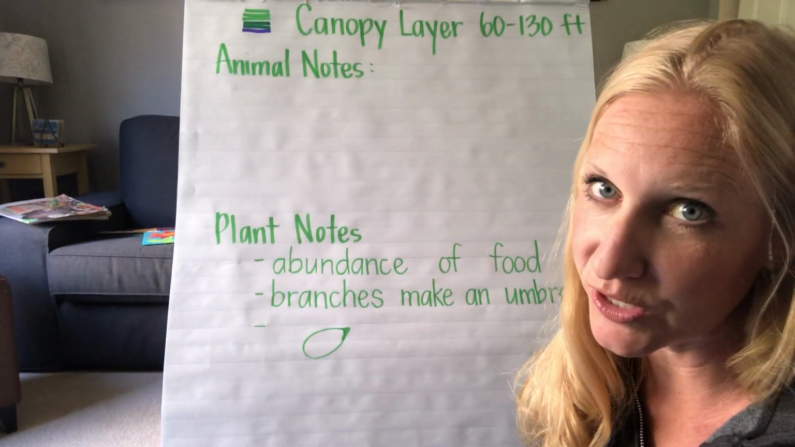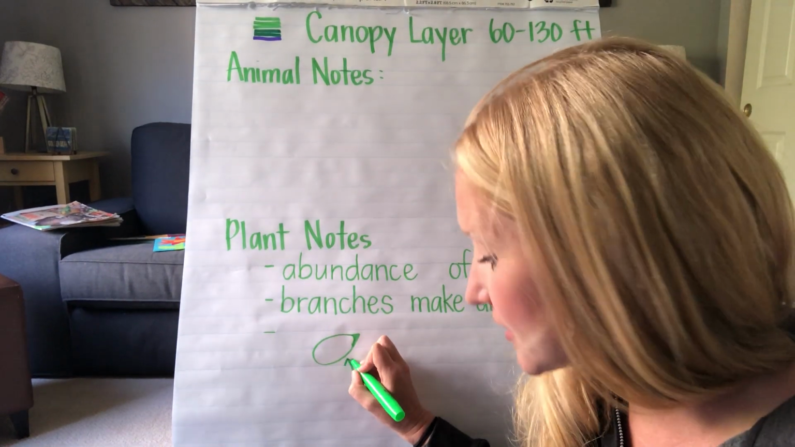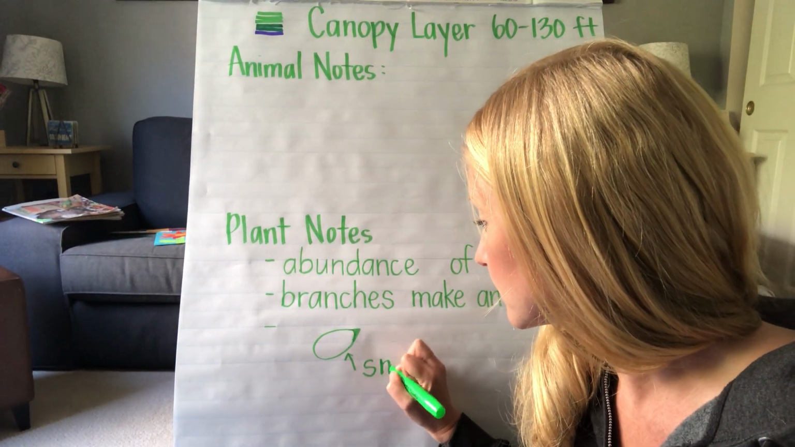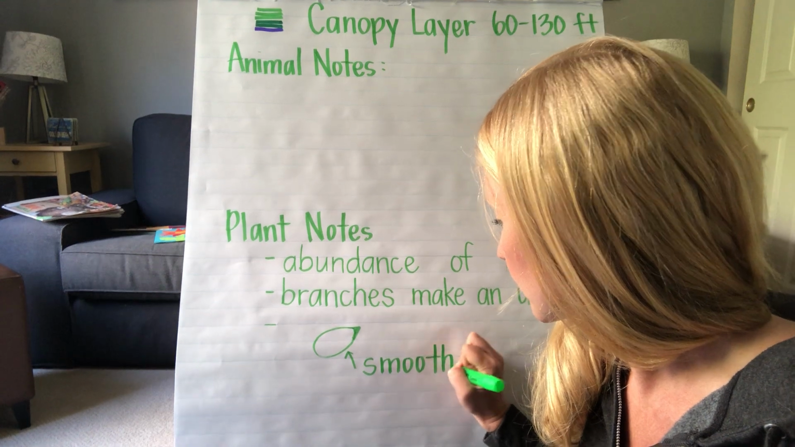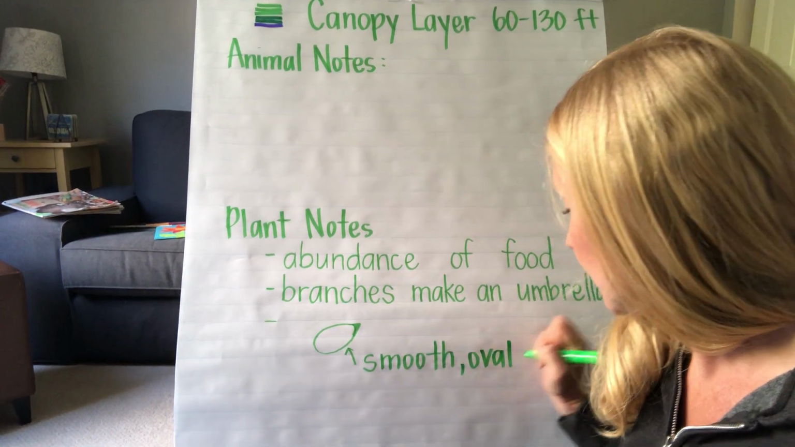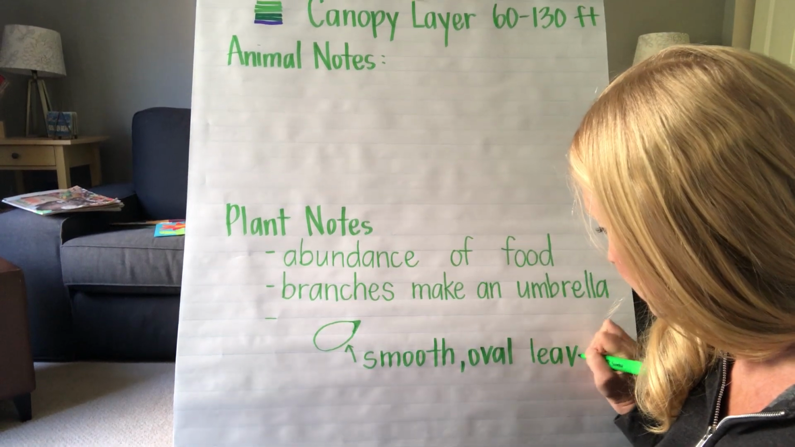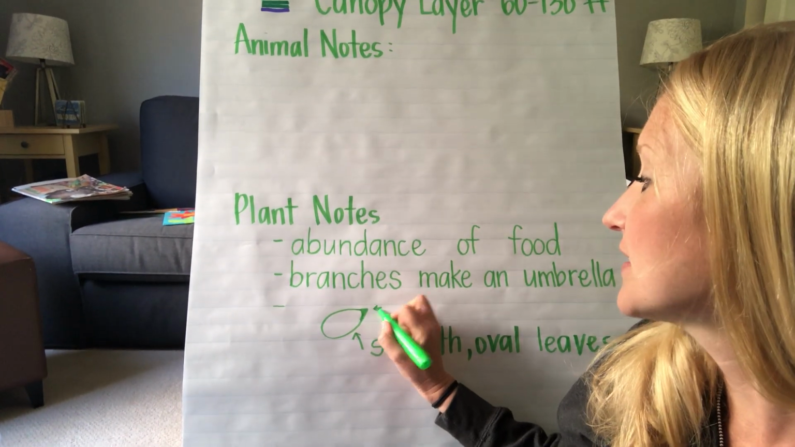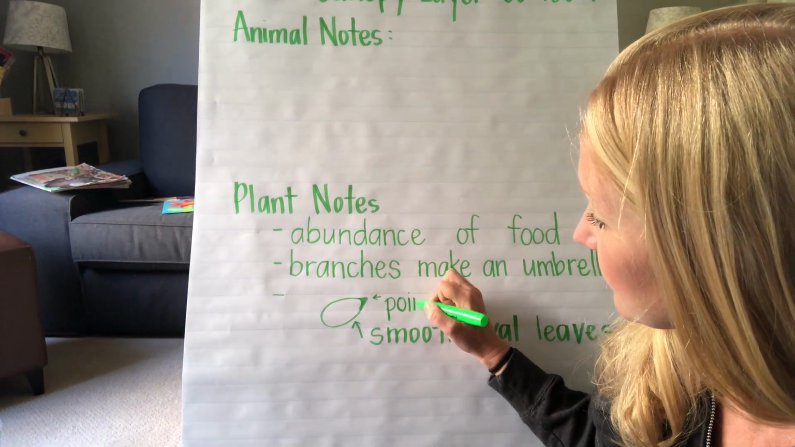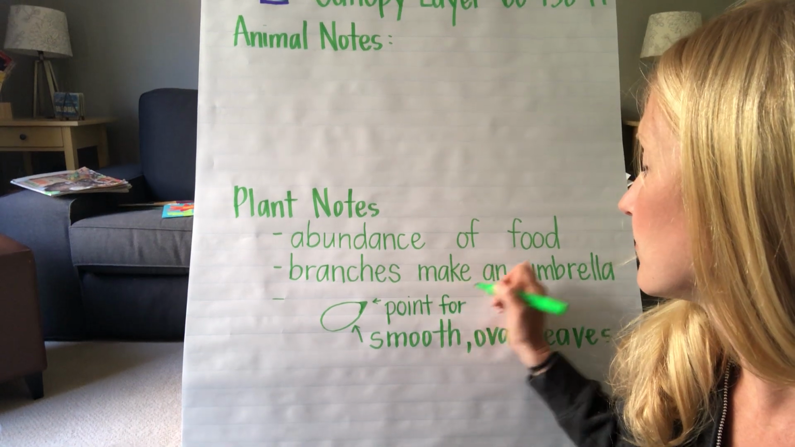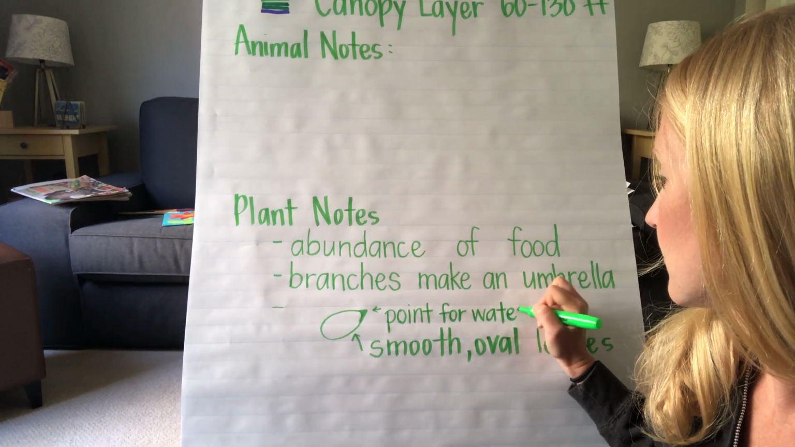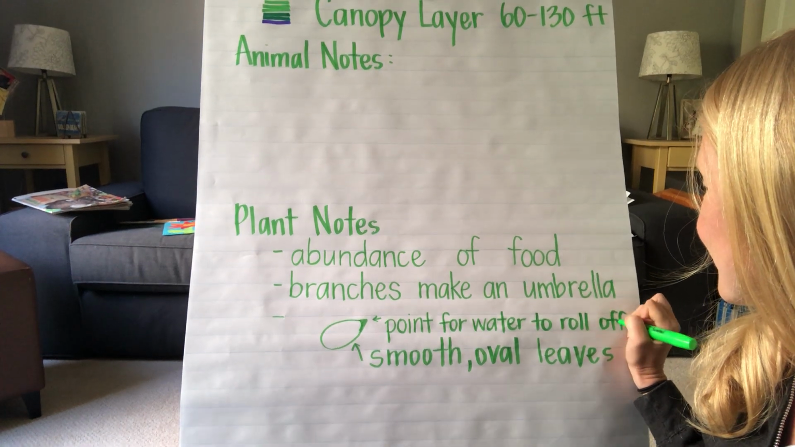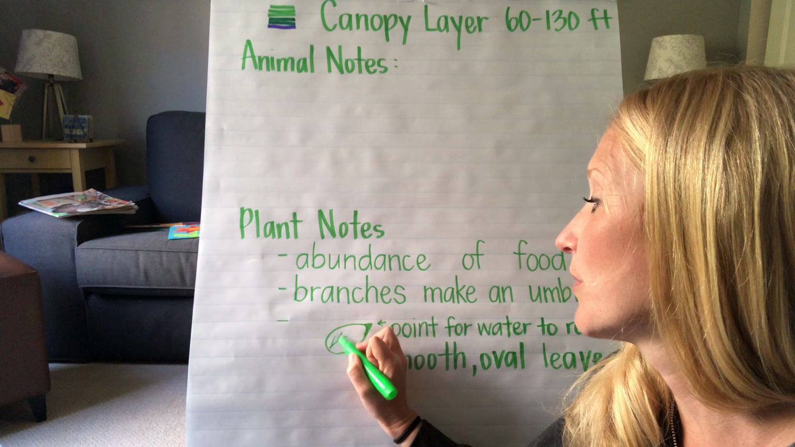Then of course, anytime we do a scientific diagram, we label it. So I would put the same words that they used, and they used smooth oval leaves. Okay, smooth oval leaves. And then I'm going to label this as point for water to roll off. There we go. And you can even make it look a little bit more like a leaf if you want.